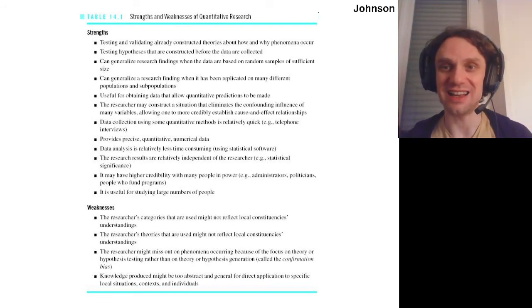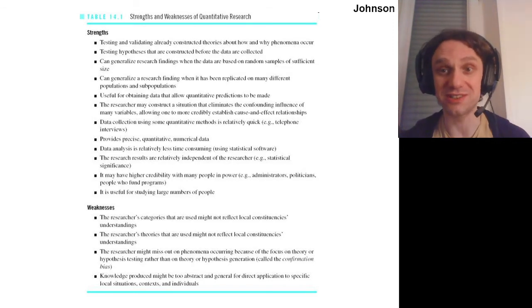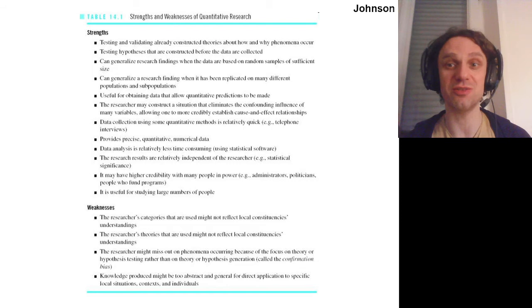And another drawback is that the knowledge that we gain from quantitative studies might actually be very abstract, very general. It's hard to apply it to specific individuals. For example, we say, okay, the correlation between extroversion and anxiety is, for example, 0.25. Of course, I'm fantasizing. But what does it tell us about specific human beings?